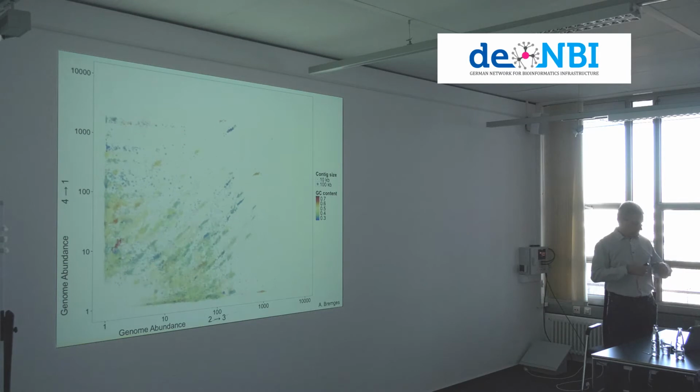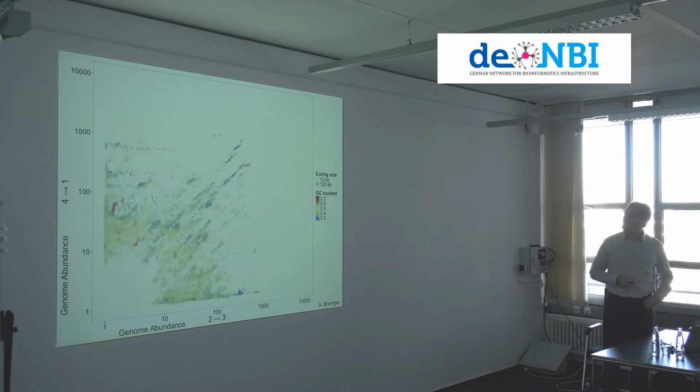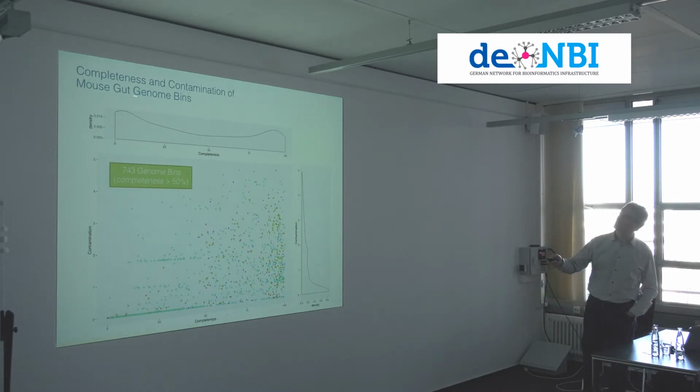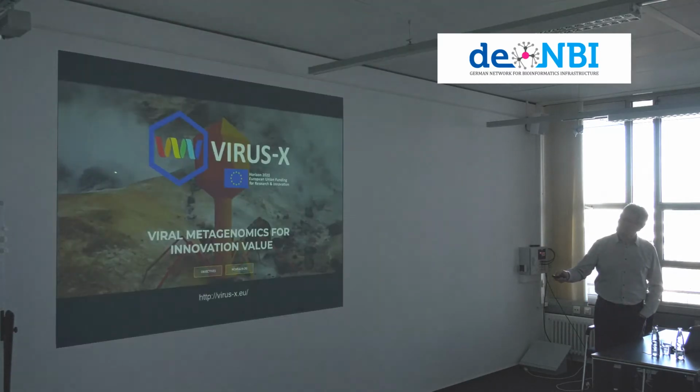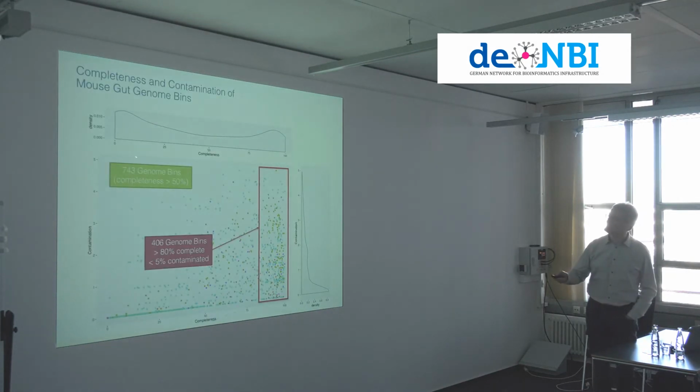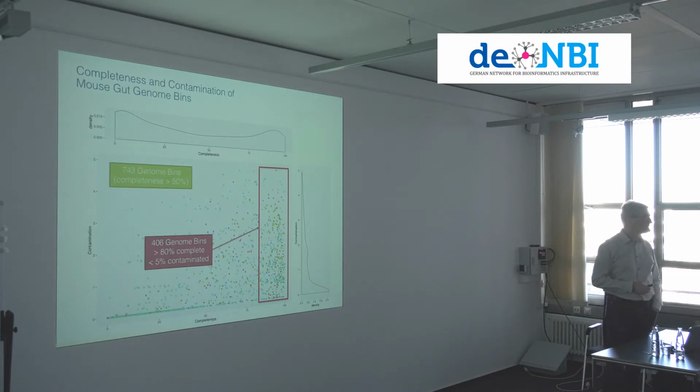Okay? And from large metagenomes with many samples, you can actually reconstruct a lot of genomes from metagenomes. So this is an example of a mouse gut metagenome. And for the mouse gut metagenome, we got 740 genome bins, which were at least 50% complete.